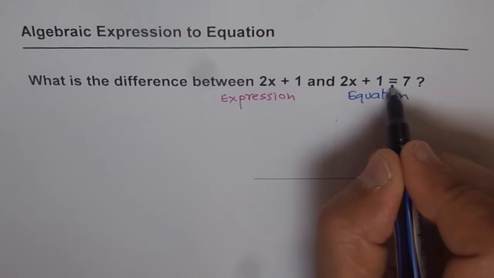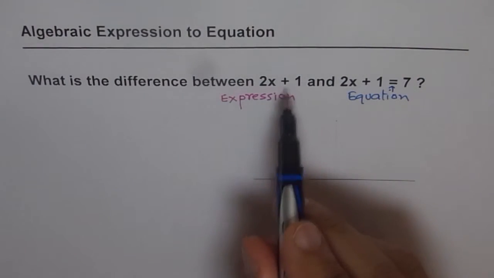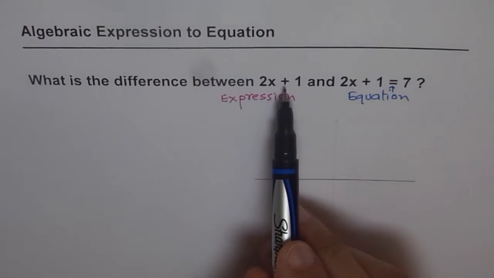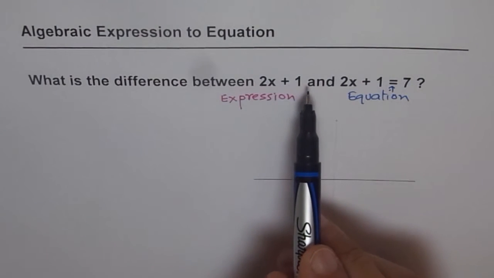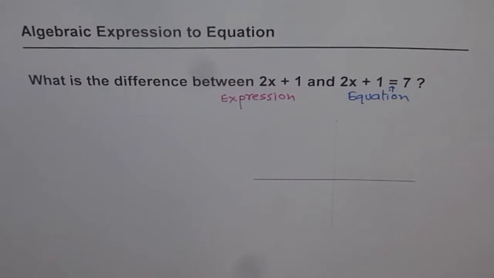We have an equal to sign, and that makes it an equation. An expression lacks that equal to sign. It has all the other features. That means some operators like plus, minus, multiplication, division, some numbers and variables, one or more, correct? So both are kind of similar things, but they represent two different ideas. So one is expression, the other one is equation.